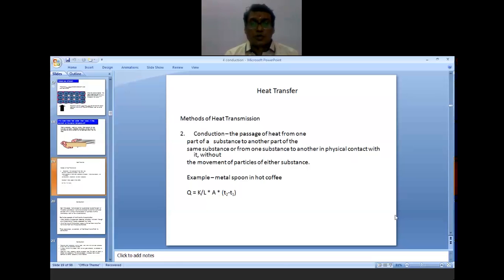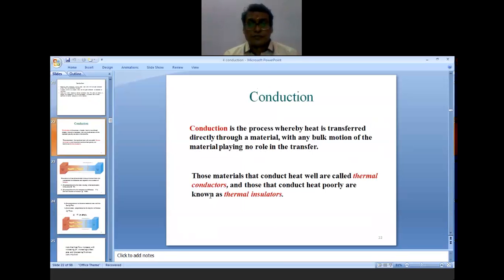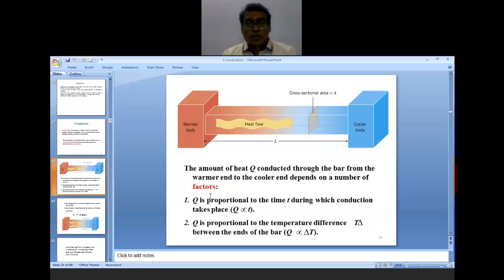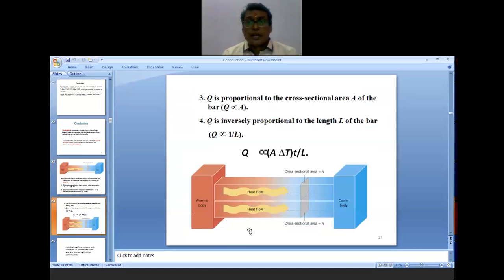Coming to the basic equation, Q is directly proportional to the surface area and temperature difference, and inversely proportional to L. The proportionality constant is K, the thermal conductivity, so Q equals KA delta T upon L. Q is proportional to the time t during which the conduction takes place, proportional to the temperature difference delta T, proportional to the cross-sectional area A, and inversely proportional to the distance L.